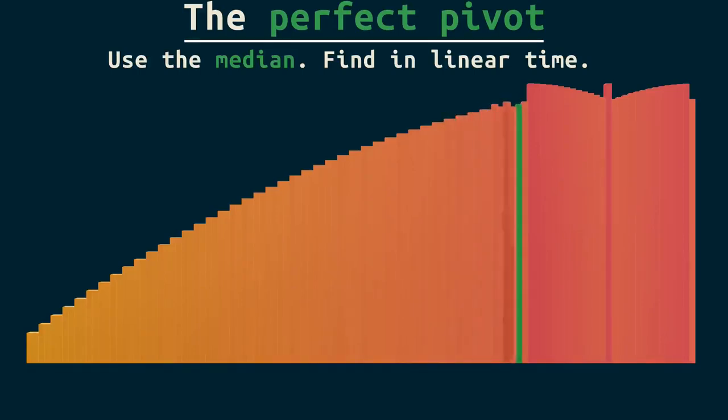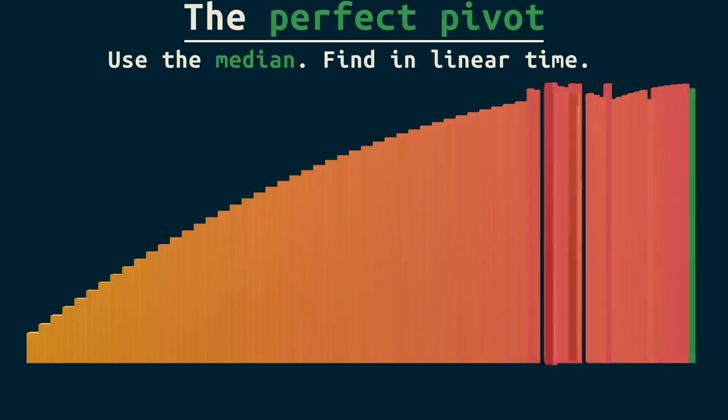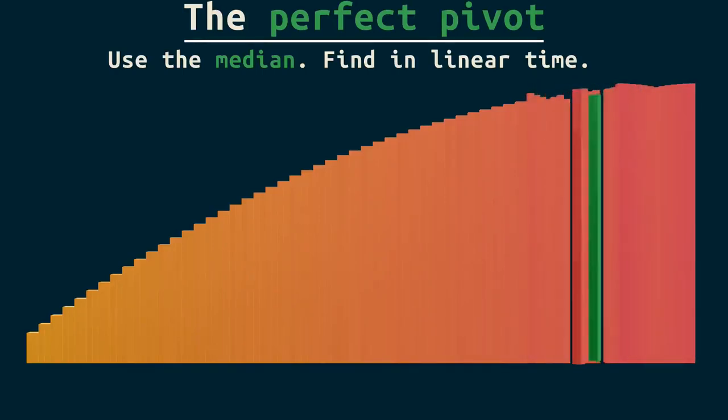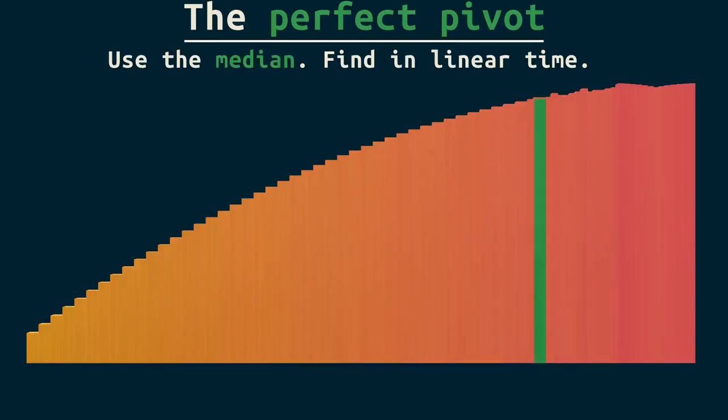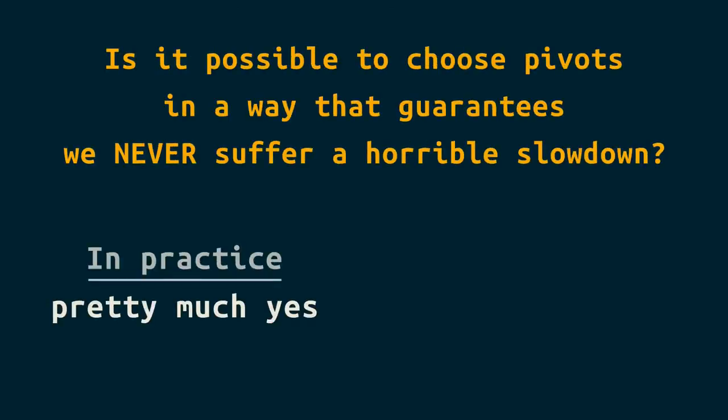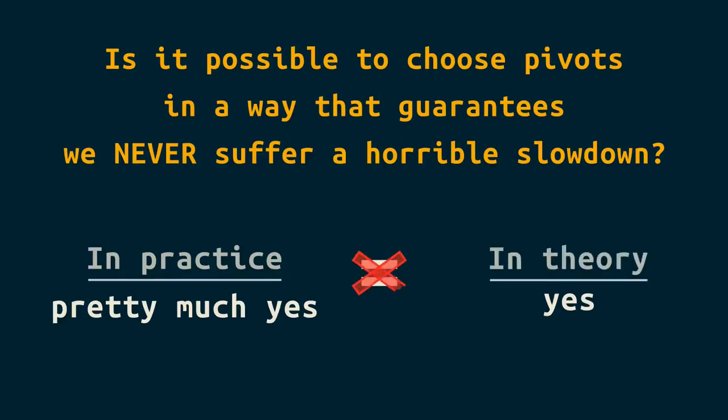So theoretically, using the special algorithm to choose the median as pivot gives O of n log n time for the worst case. But in practice, it's too complex and bogs down. Simpler ways to choose the pivot perform better. So the answer to the question we started with is pretty much yes in practice, and yes in theory, but not in both in the same way.